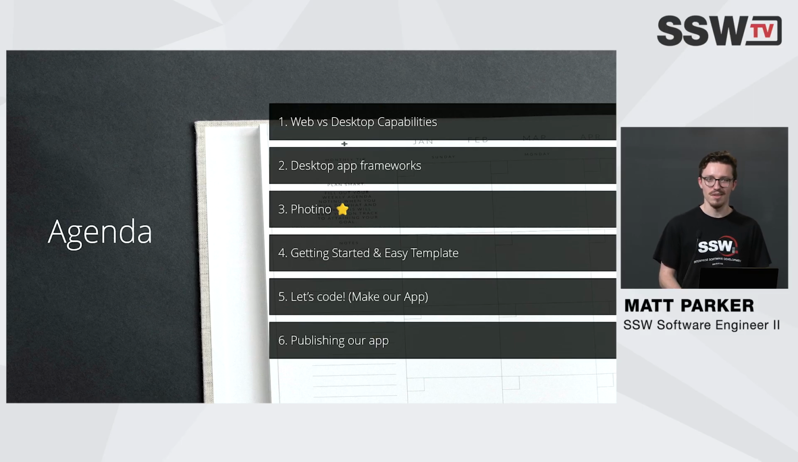All right, thank you everyone for coming. I'm very excited today to talk to you all about how we can build cross-platform Blazor desktop apps with Photino. So I'll just quickly run through the agenda. First up, we're going to take a look at web versus desktop capabilities in general and the benefits of using each of those. Then we'll take a look at some desktop app frameworks.